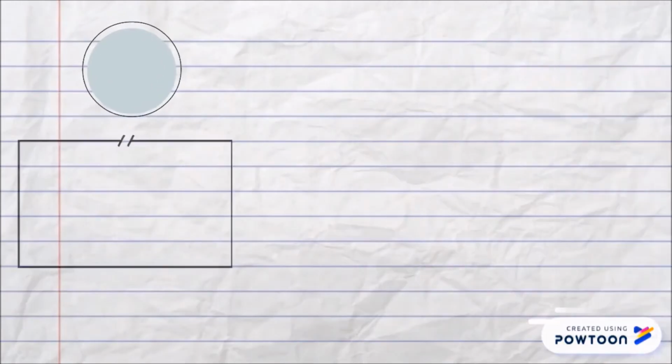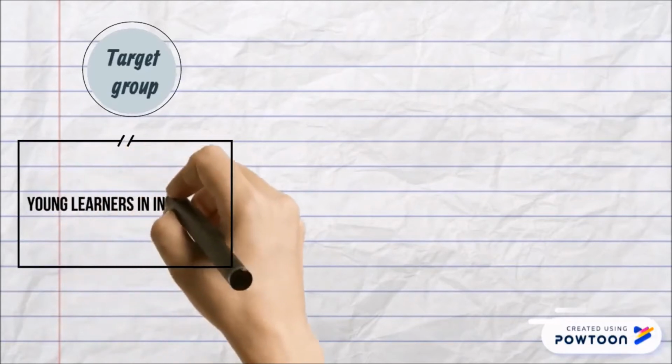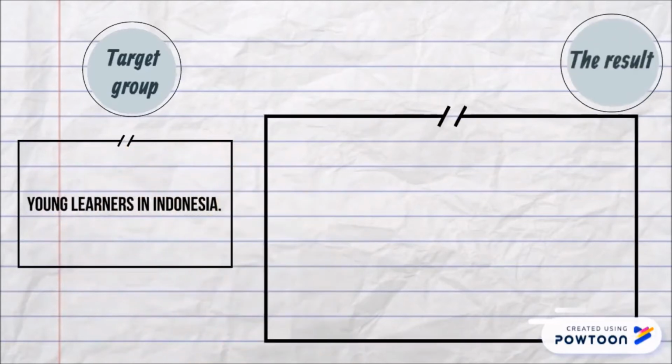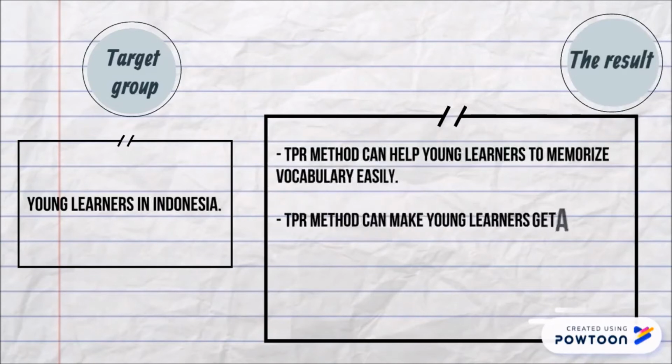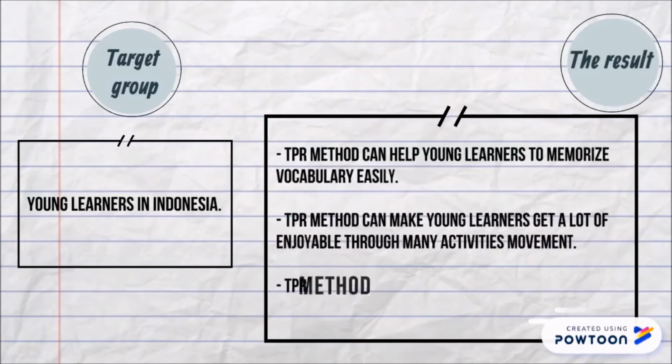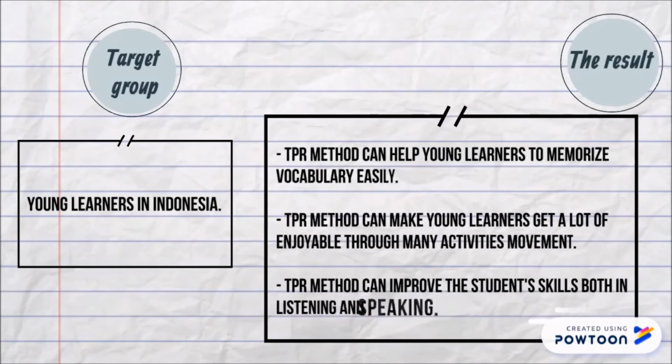The target group is the young learners in Indonesia. The result is total physical response method can help young learners to memorize vocabulary easily. It can also make young learners get a lot of enjoyment through many movement activities, and it can improve the students' skills both in listening and speaking.